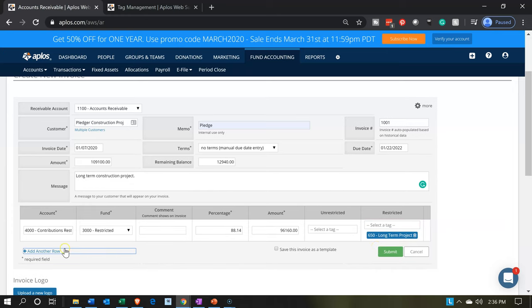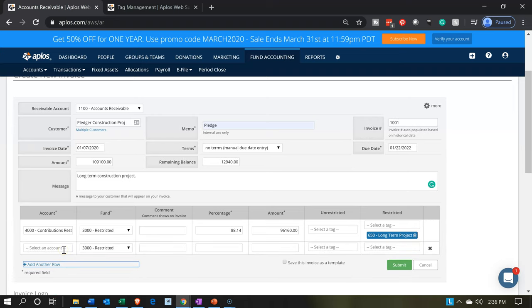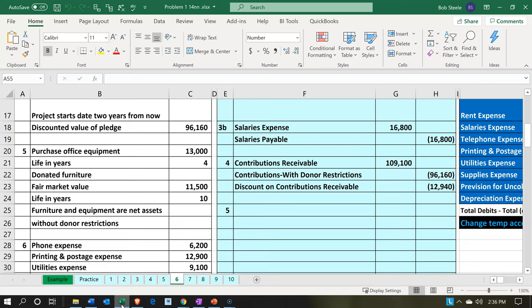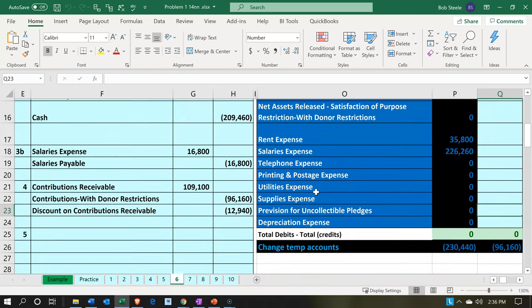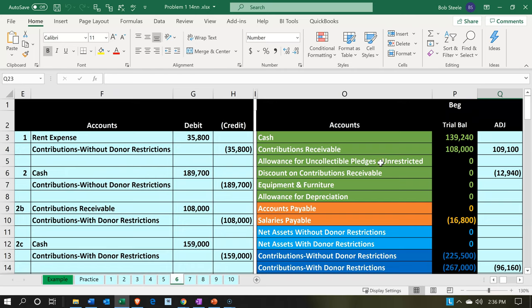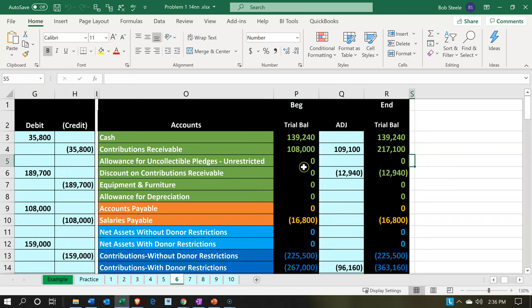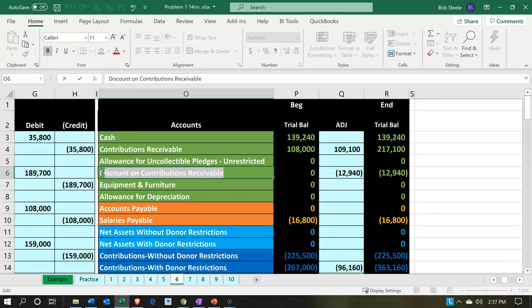And let's add another row. So we're going to add another row now. Now this one's going to go into that funny new account. We have a funny new account, which is going to be the discount on contributions receivable, that contra revenue account. So that one is almost certainly not yet been added to our chart of accounts. So what I'm going to do is I'm going to copy this, and then we're going to add it.